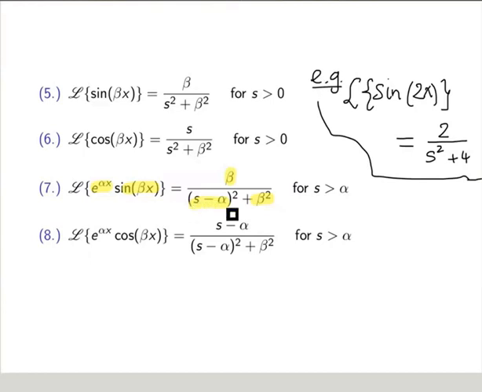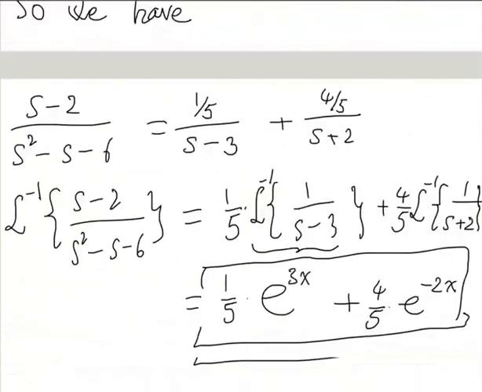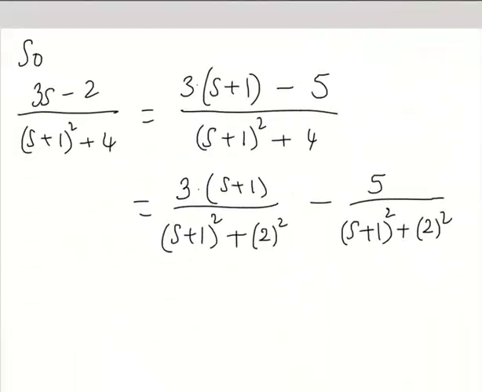So that's why we complete the square, right, to have the format (s minus alpha) squared plus beta squared in the denominator. But for this formula, we need beta in the numerator. On the other hand, if we have (s minus alpha) squared plus beta squared in the denominator, and in the numerator we have s minus alpha, then it will give us e to the alpha x cosine beta x. So I recommend that you take a careful look at these two formulas. Important to recognize how to use them. So go back.